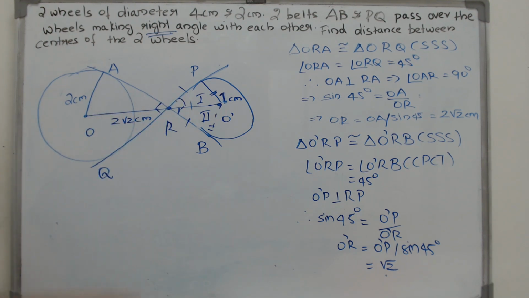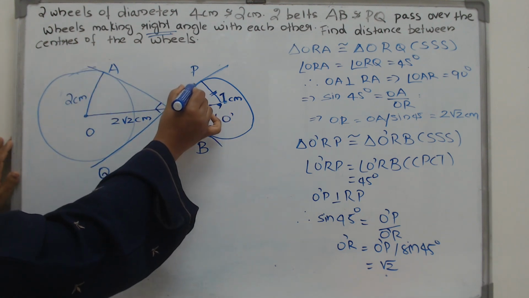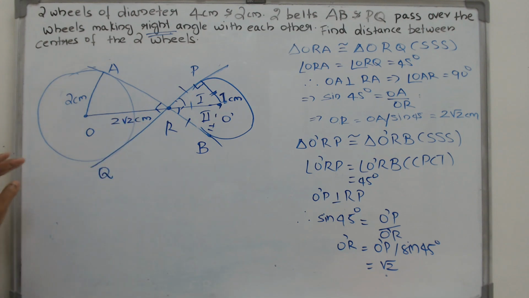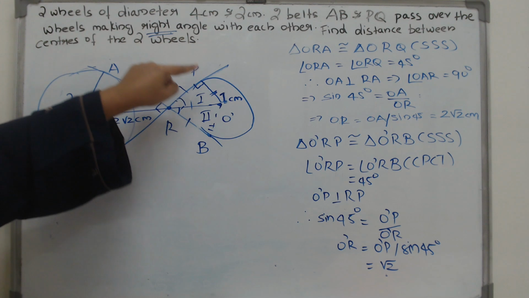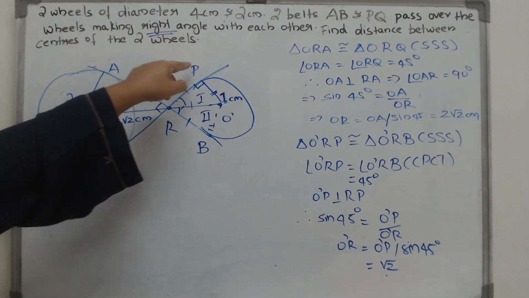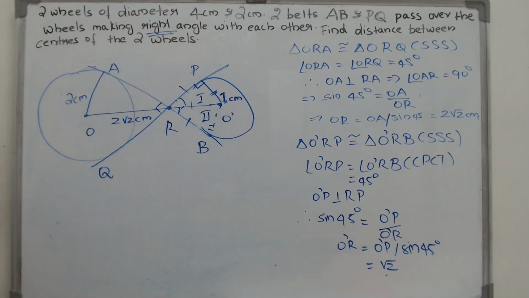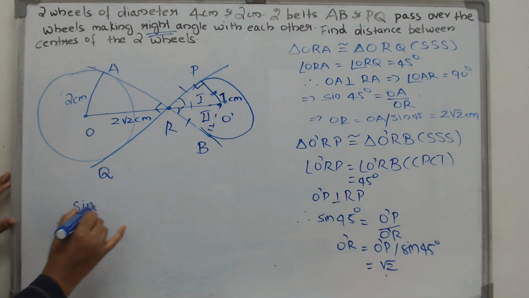Now what sort of a triangle is this O'RP? It is a right triangle. You have a right angle here. Why is that? Because the tangent and the radius meet each other at right angles. This is the tangent, this is the radius. So you have a right angle. What is the benefit of getting a right angle? You can apply the sine values, right?